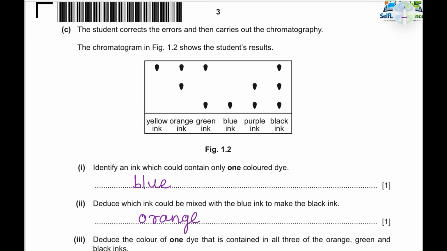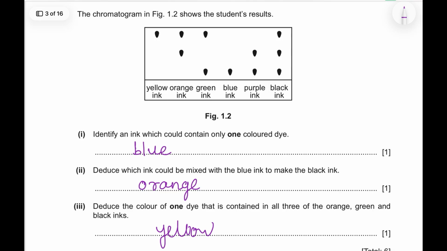The student corrects the errors and then carries out the chromatography. The chromatogram in figure 1.2 shows the student's results. Identify an ink which could contain only one colored dye. You have to use figure 1.2 to answer the following questions, and they have asked us about the ink which contains only one color. Out of all of these we can see the blue one, which is having only one spot.